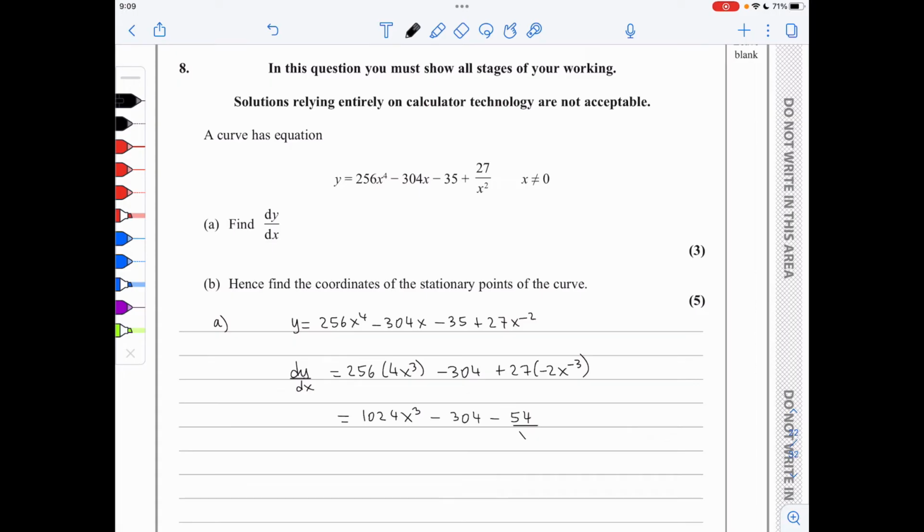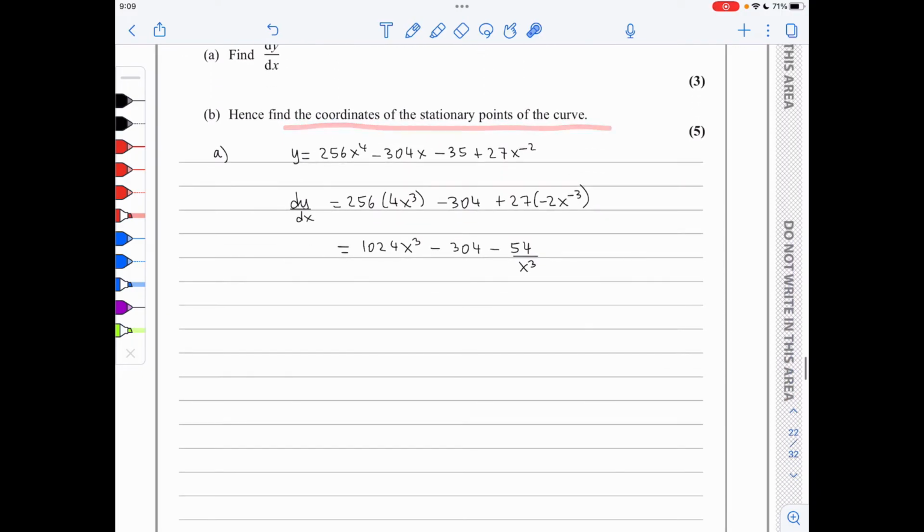That's dy/dx. In part B, it says hence find the coordinates of the stationary points. We know that stationary points mean that dy/dx is 0. So we will be setting the expression we just obtained, 1024x cubed minus 304 minus 54 over x cubed, equal to 0.